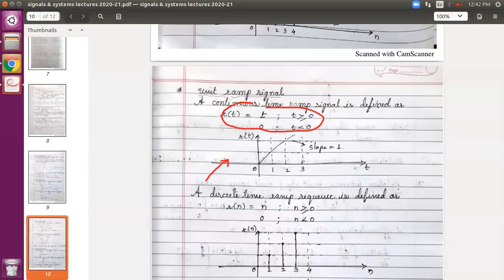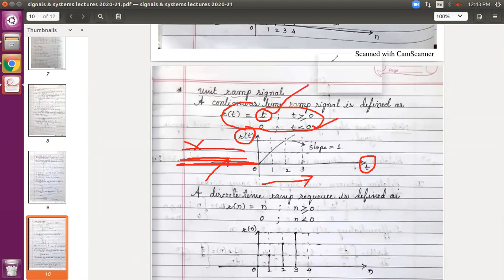We can see it. Less than 0, horizontal axis is your time. Vertical axis is your ramp signal indicated as a small r of t, continuous time t. So if you see horizontal axis, the negative time, you don't have any amplitude of the signal. However, if you go towards the right side from 0 onwards, it is like this. This condition is satisfied already. Left side, we don't have anything.